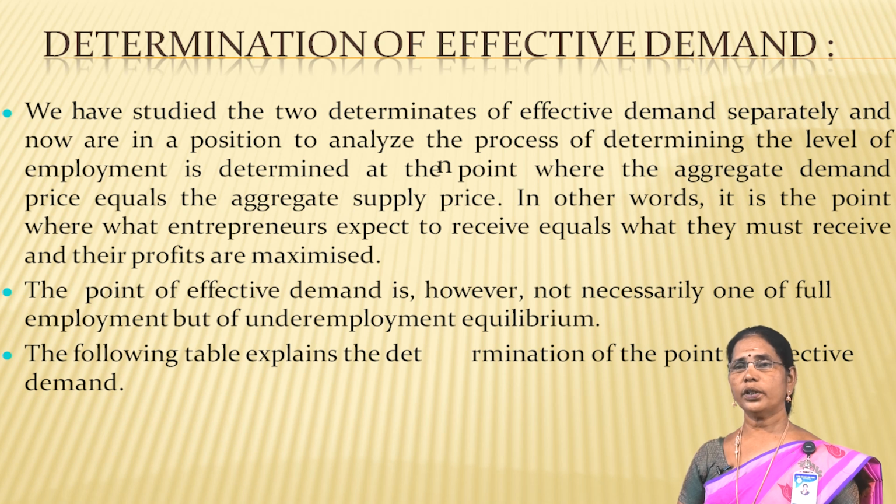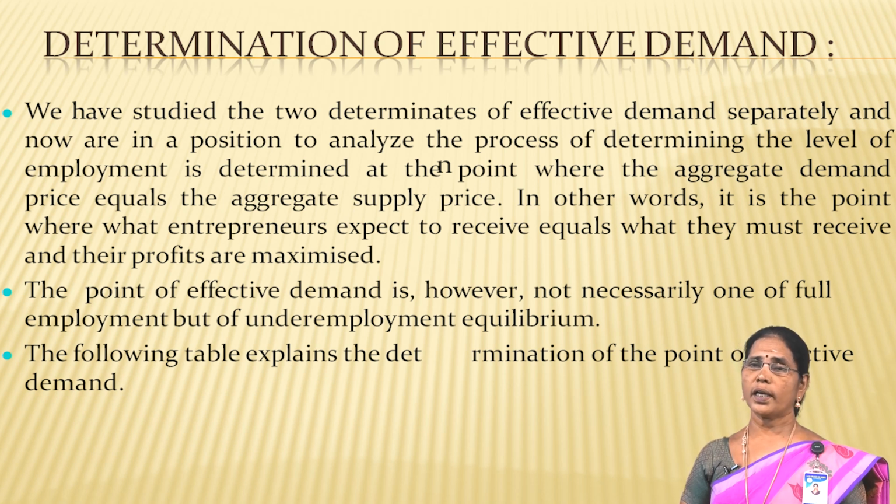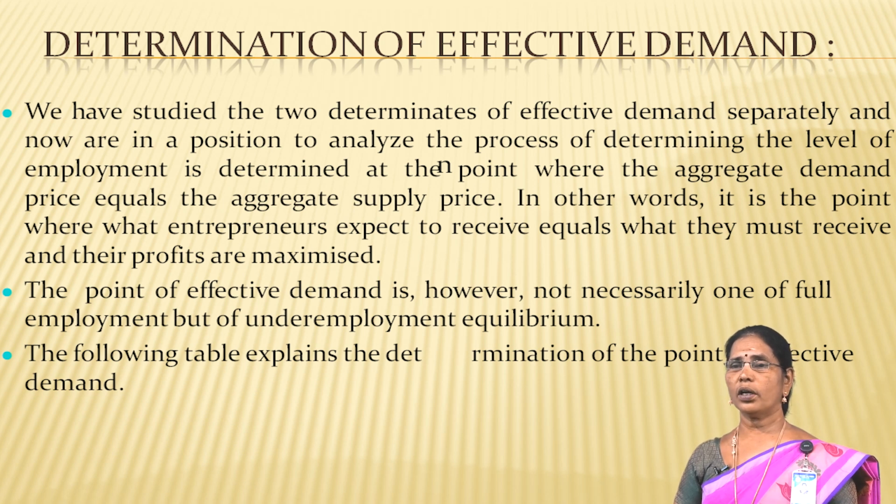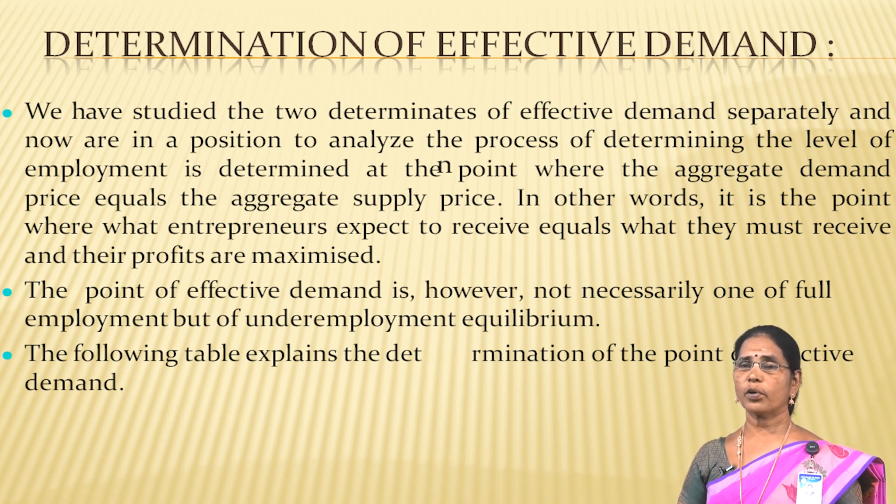Then the determinants of effective demand. We have studied the two determinants of effective demand separately and now are in a position to analyze the process of determining the level of employment. It is determined at the point where the aggregate demand price equals the aggregate supply price. In other words, it is the point where what entrepreneurs expect to receive equals what they must receive and their profits are maximized. The point of effective demand is, however, not necessarily one of full employment but of underemployment equilibrium. The following table explains the determinants of the point of effective demand.